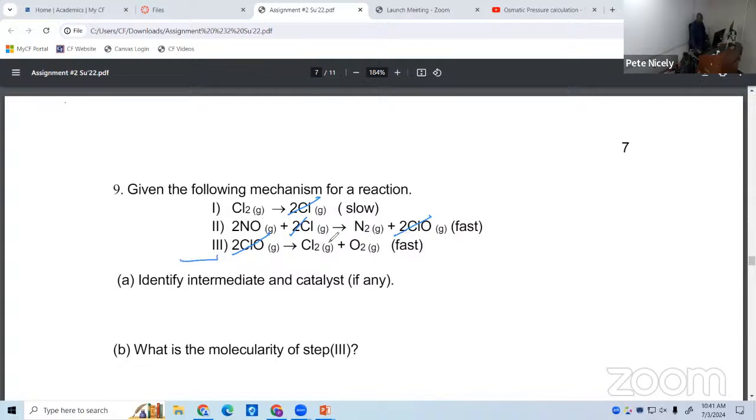Cl2. Oh, Cl2, thank you. Wait a minute, yes, Cl2 will cancel out, right? So basically all the intermediates and catalysts will be canceled out. So what will you be left with? 2NO to form N2 plus O2. Okay, so now I remember what the issue was. So this will be the answer in terms of the net equation, right?